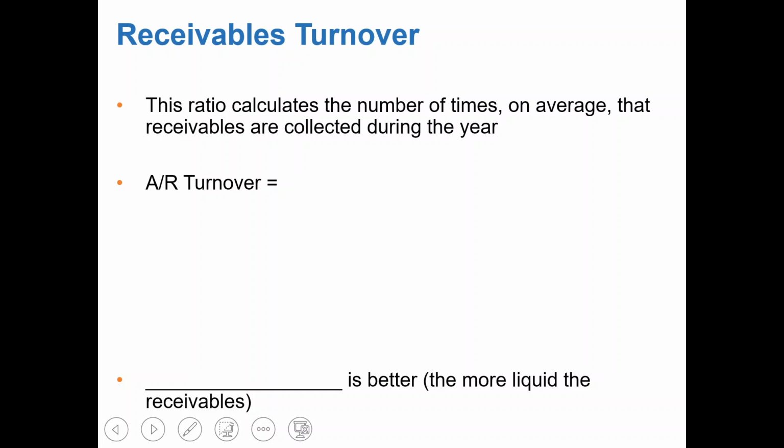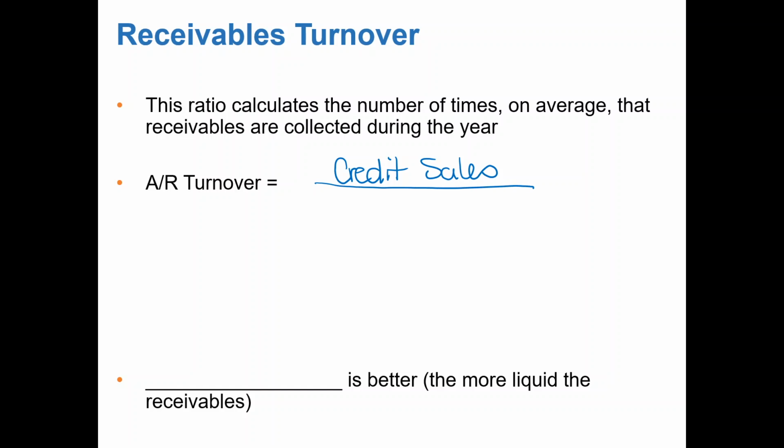Okay, so we'll look at receivables turnover first. And these are similar to inventory turnover that we've looked at, only now we're using accounts receivable and assessing that. So this ratio is calculating the number of times on average that receivables are collected or turned over during the year. And the way that we calculate this, or the formula, is equal to credit sales divided by average gross AR.